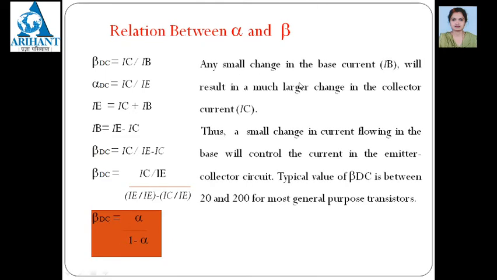A small change in the base current IB will result in a much larger change in the collector current IC. Here also you can see that a small change in the current flowing in the base will control the current in the emitter collector circuit. Typically, the value of beta DC is between 20 and 200 for most general purpose transistors. So we can change the output properties of the transistor by changing the base current IB.